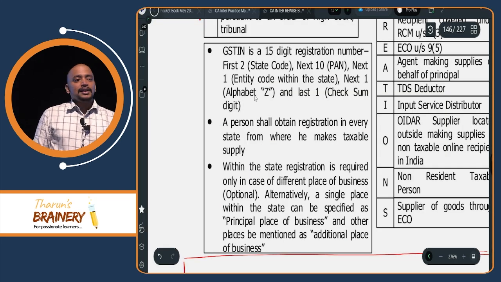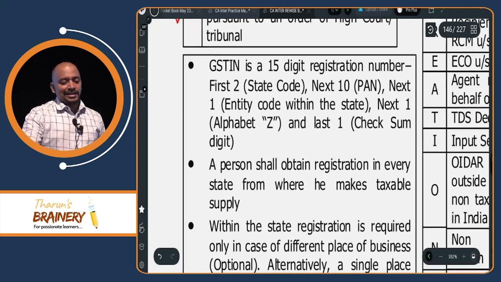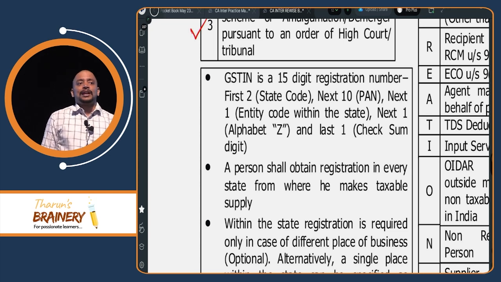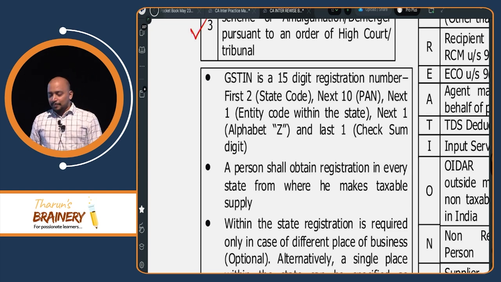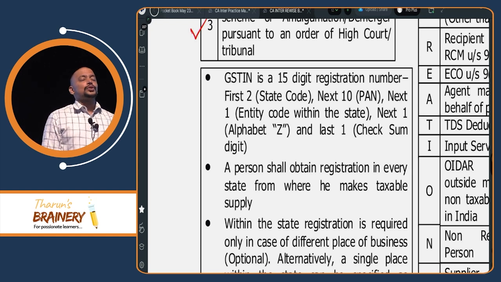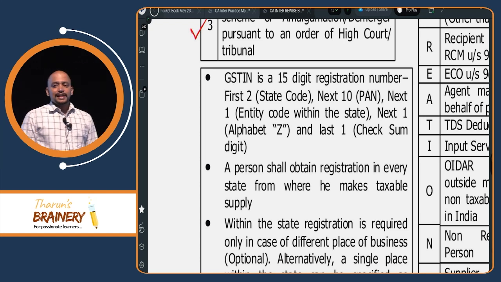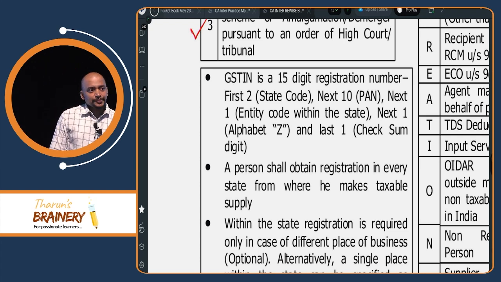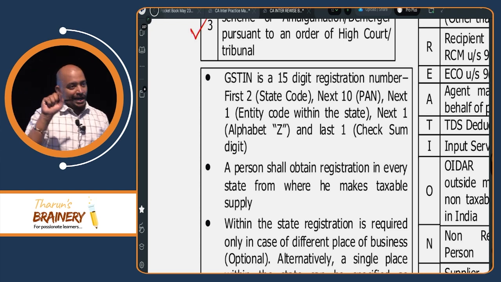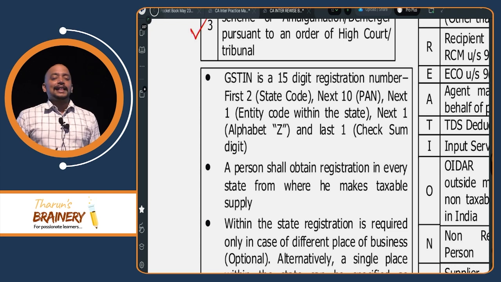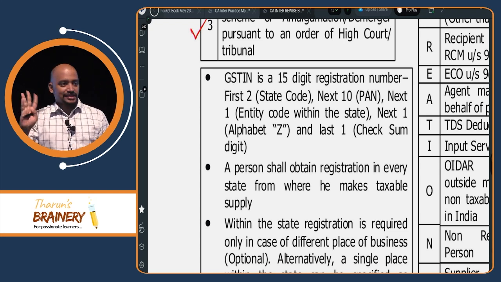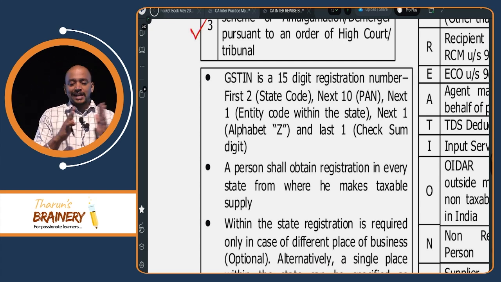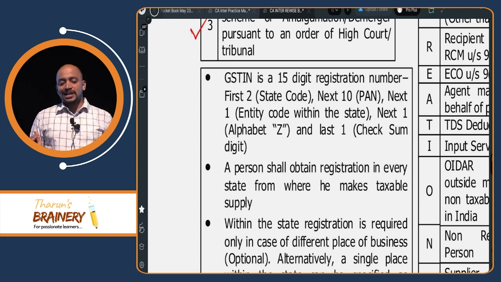So here you see, first of all, every registered person will get a GSTIN. That GSTIN is a 15 digit number. In that 15 digits, first 2 digits is what? State code. Next 10 digits is permanent account number. And next one will be entity code, that is 1 if it is your first registration. And thereafter alphabet Z, constant. And last will be a checksum digit, that can be alphanumeric. So these are the 15 digits that we will have in GSTIN.